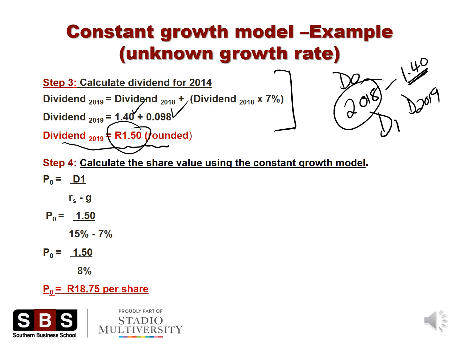The 2019 dividend, which is R1.50, the expected rate of return, which was 15%, and the growth rate, which is 7%, and that takes us back to a share price of R18.75. So in other words, all that was different between this example and the example in a previous video where we dealt with constant growth is that we first had to actually calculate the growth rate in this instance before we could actually calculate the share price.